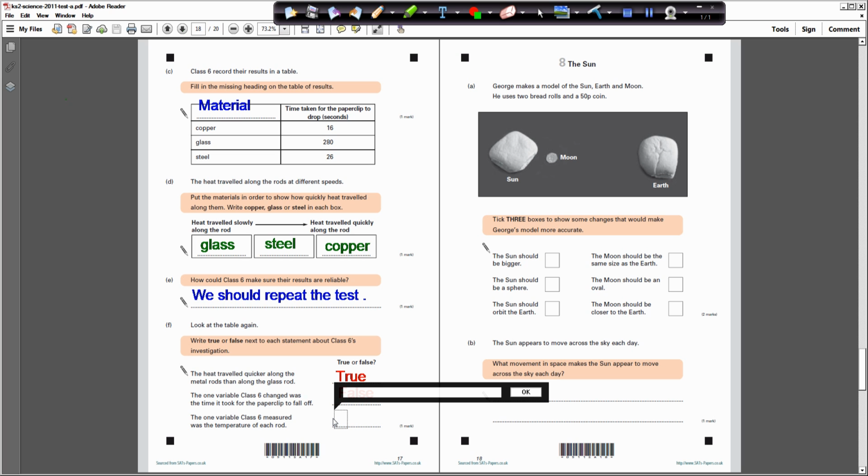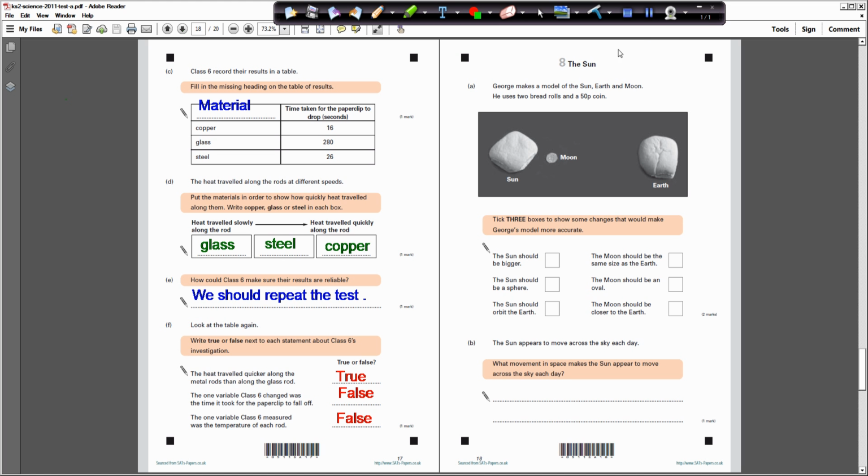The one variable class 6 measured was the temperature of each rod. Did they measure the temperature of each rod? No, they didn't. So that is also false. They didn't measure it. Now that is the end of question number 7. All of 7 is done. Can you do the next one and then go out to break? Yes, inshallah. Let's do it.